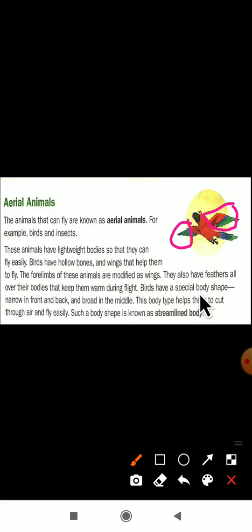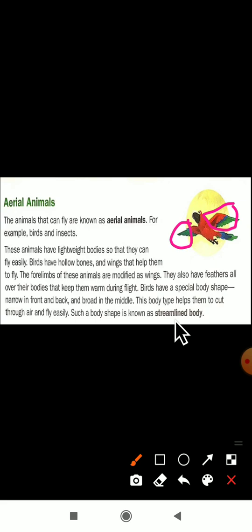Birds have a special body shape, narrow in front and back and broad in the middle. This body type helps them to cut through air and fly easily. Such body shape is known as a streamlined body. Yes, how is the shape of the birds here?